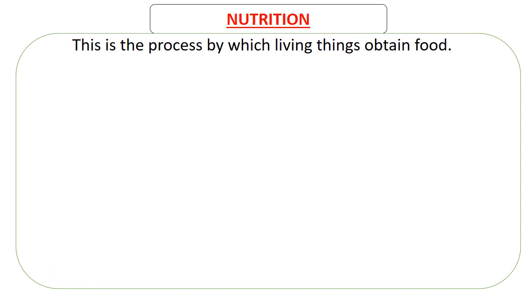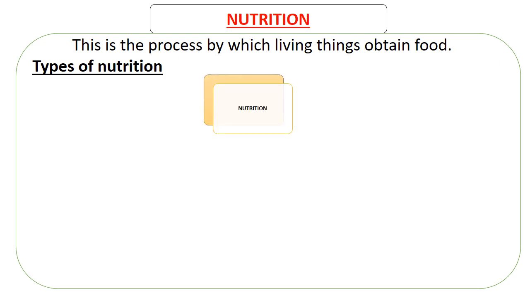So what is nutrition? Nutrition is the process by which living things obtain food. We define this when we're studying characteristics of life. So let's look at types of nutrition. Basically there are 2 types of nutrition. The first is autotrophic. The other one is heterotrophic, as we are going to see.